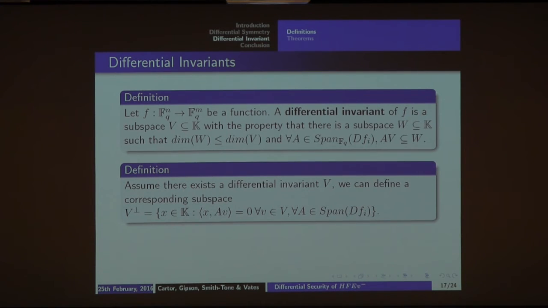Then we can give a definition for VPerp. This is not the standard definition that we use for VPerp. It's slightly altered to fit our needs within this analysis. VPerp is equal to, assuming that we have a differential invariant V, all X within the extension field such that when you calculate the inner product between X and AV, remember A comes from the span of FQ DFI, it's equal to 0 for all V in V and for all A within that span.